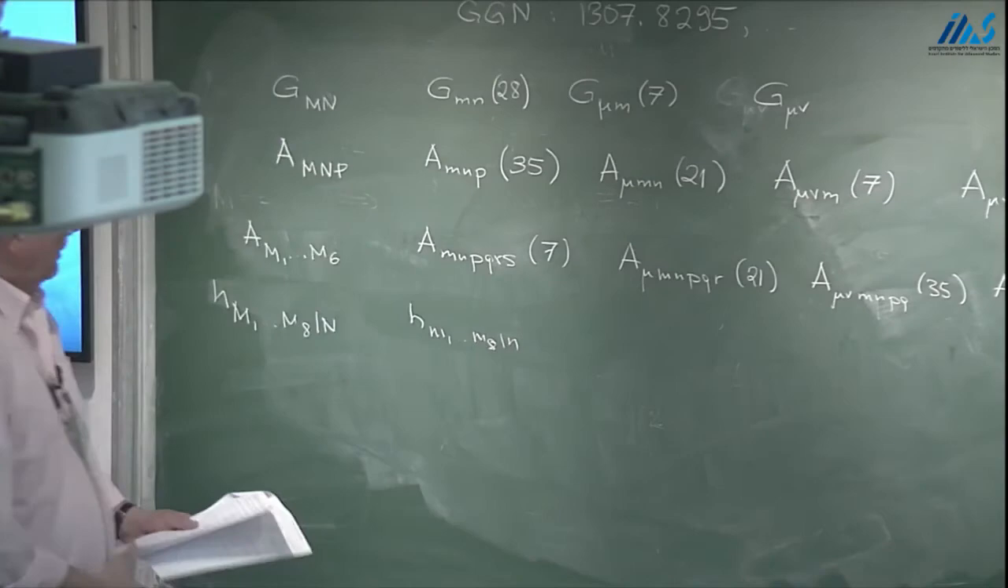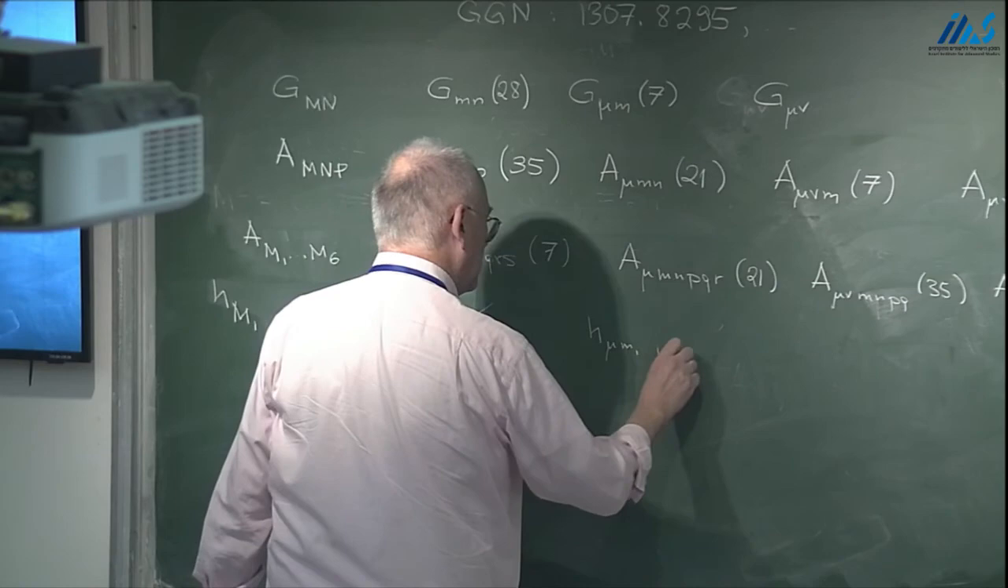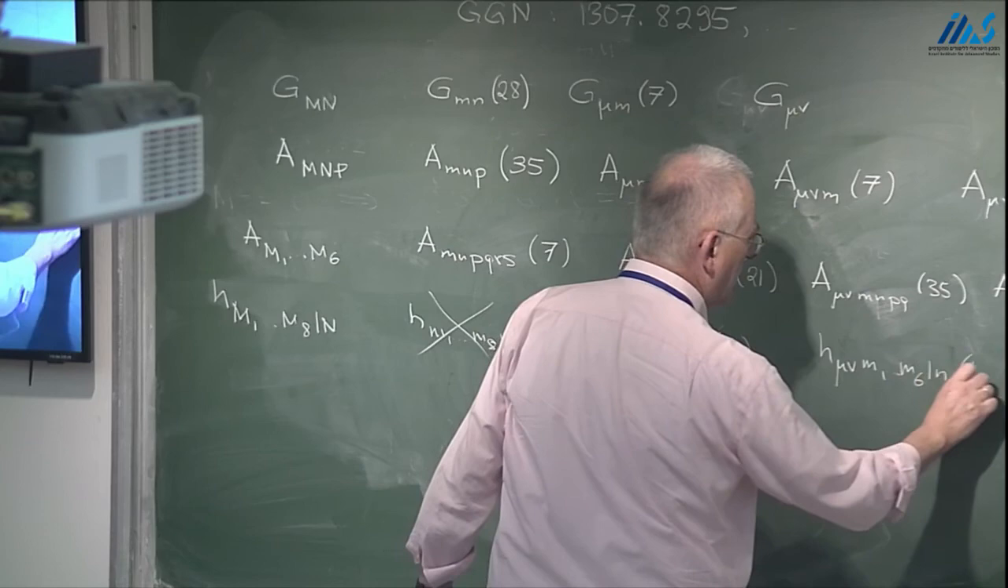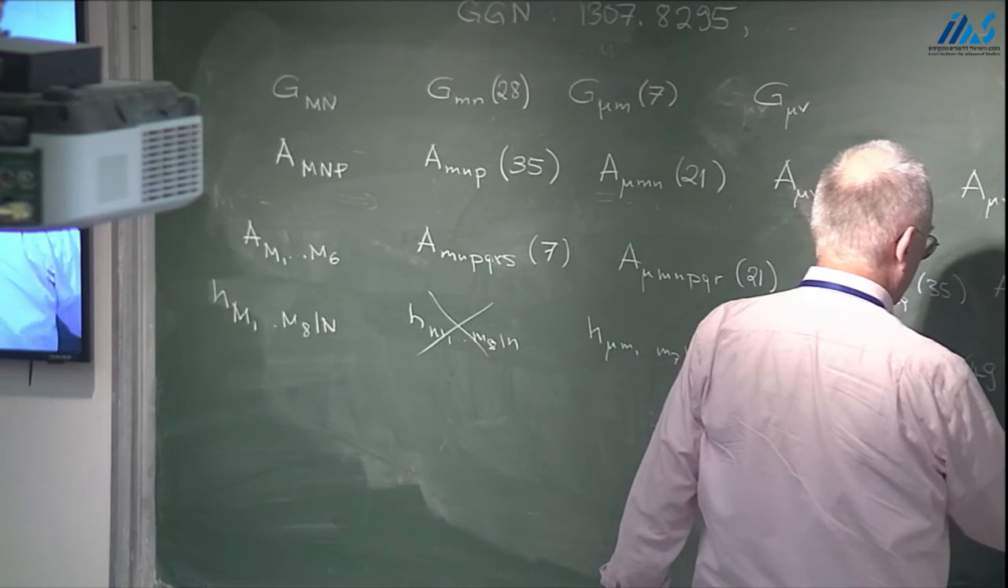Now this is antisymmetric in eight indices, but we only have seven available, so this is not there. So then there's H mu M1 to M7, antisymmetric, so it's an epsilon, so it's 7. And then we have H mu nu, M1 to M6, N, that's 49. And we also get the dual graviton if you take the symmetric part in mu and nu. Here it's the antisymmetric part, and so on. That's also okay.